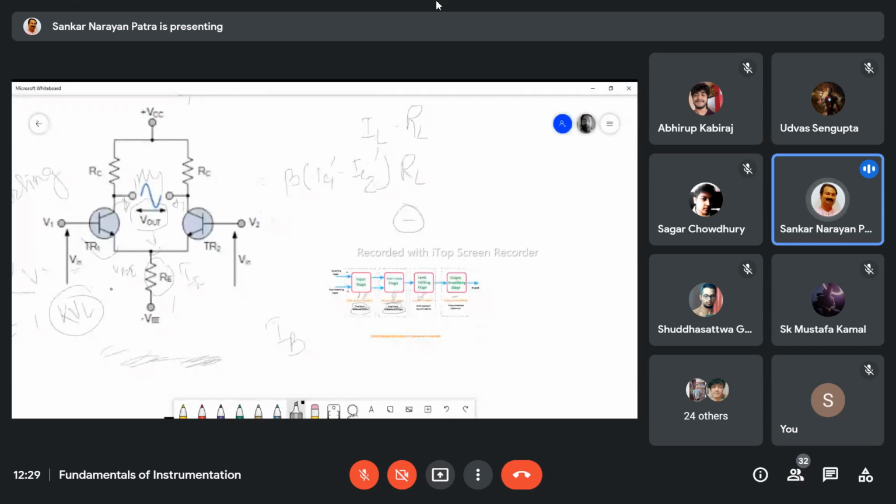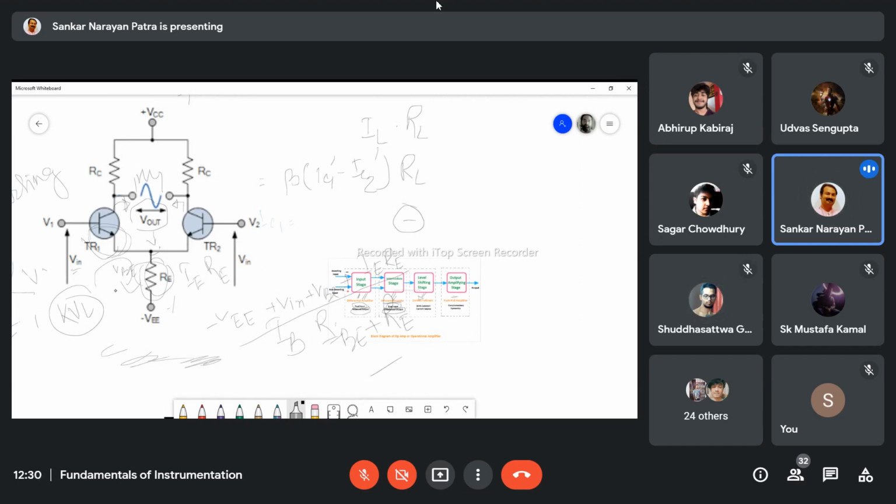Minus V plus V in plus VB plus IE RE. The current flowing through this is divided by the internal resistance R, meaning the resistance of this one, plus RE. This is the total resistance here, and total voltage divided by total resistance will be the current.